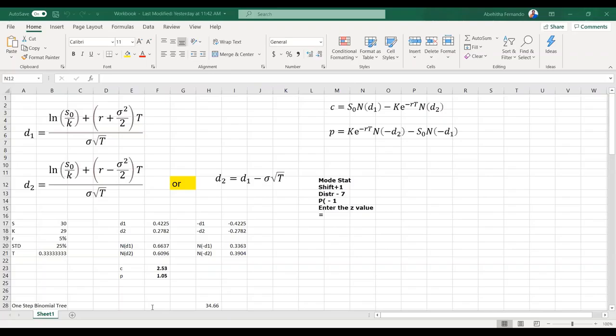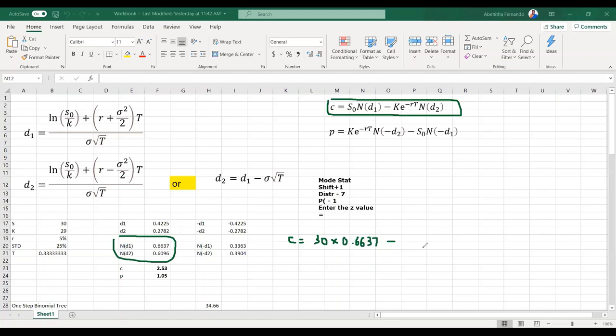So now, if you use these probabilities that have been given to you, calculate and tell me what is the call price. We can use this particular formula under the Black-Scholes model. So C will be equal to S naught, the stock price, which is 30, multiplied by the probability of D1. Use these values that have been given to you. The probability of D1 will be 0.6637.